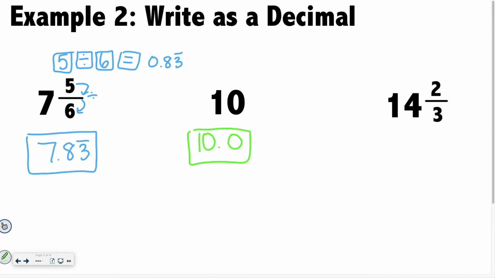And then the last one, I have 14, and then I have a fraction that's going to give me my decimal. So I do 2 divided by 3, which is 0.6666, so that 6 just keeps repeating. So I would write 14.6 repeating as my answer.